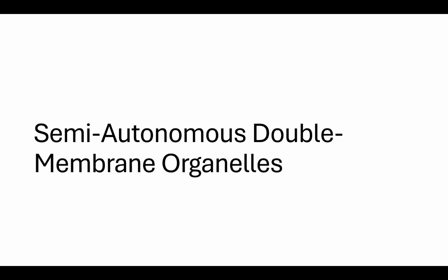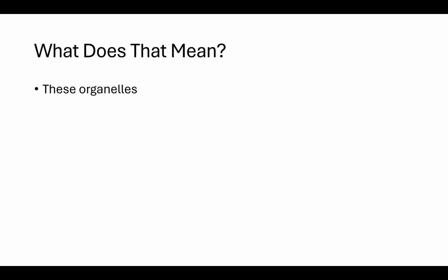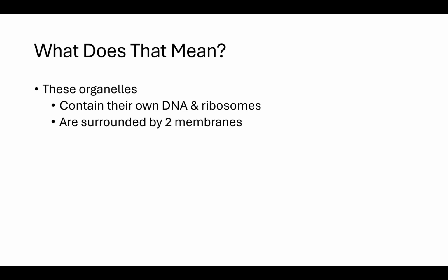Then we have another category of organelles that are going to become important a little later on when we talk about how these complex cell structures evolved. I'm calling them semi-autonomous double-membraned organelles, which sounds very fancy, but what does that mean? Well, these organelles contain their own DNA and they have their own ribosomes, so they do some protein synthesis on their own. They are surrounded by two membranes. That's the double membrane aspect of it.